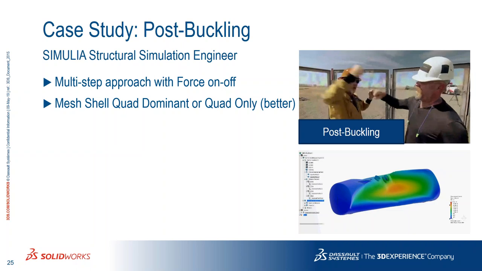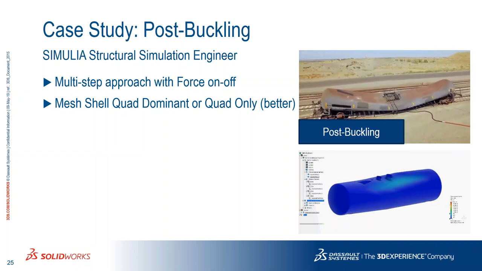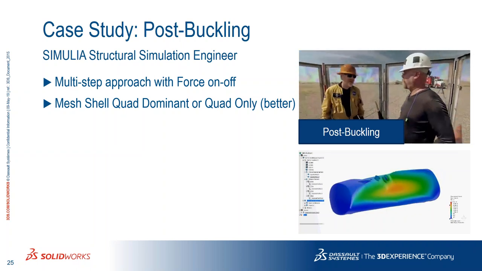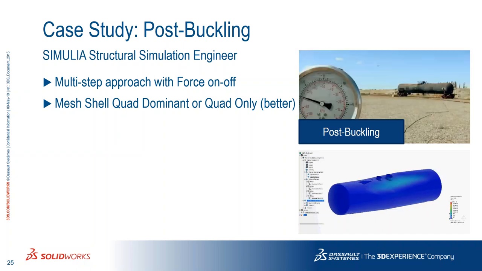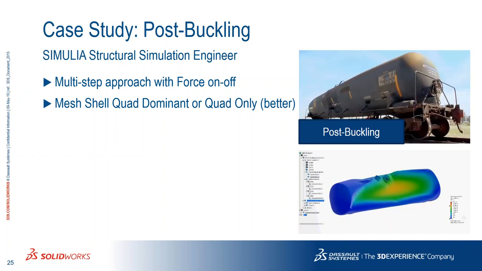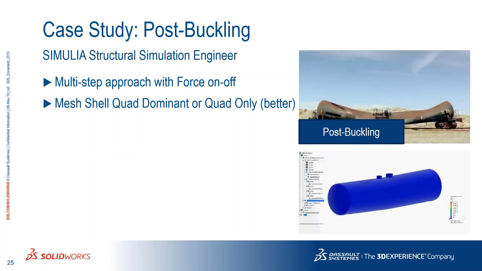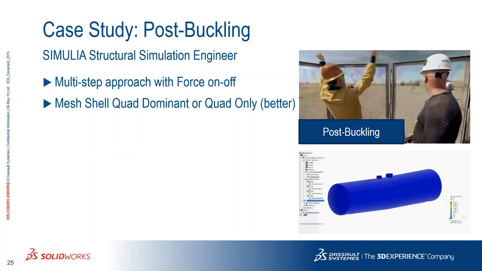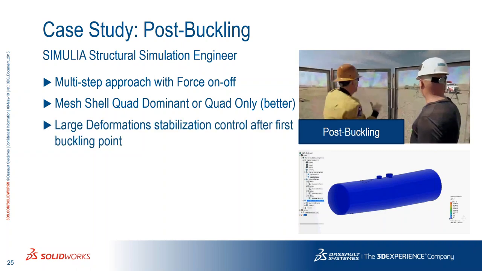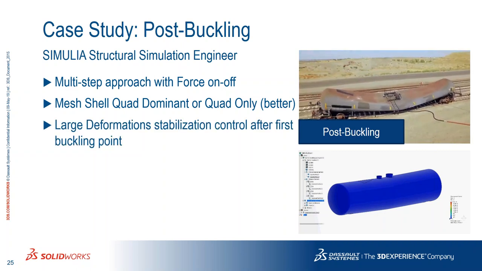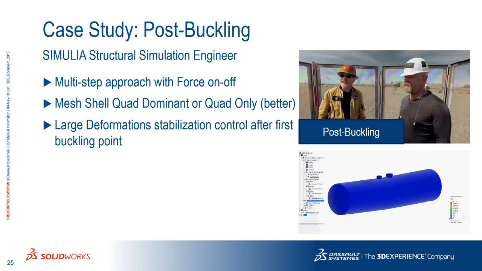For those of you that don't know, quad is a quadrangular element, with four nodes in the element. It's like the quad mesh and the brick mesh in 3D. And dominant means that sometimes it can be filled also with triangles. Quad only is better because it comprises only quad elements. Large deformations were under control because basically we have a stabilization control in the solver.